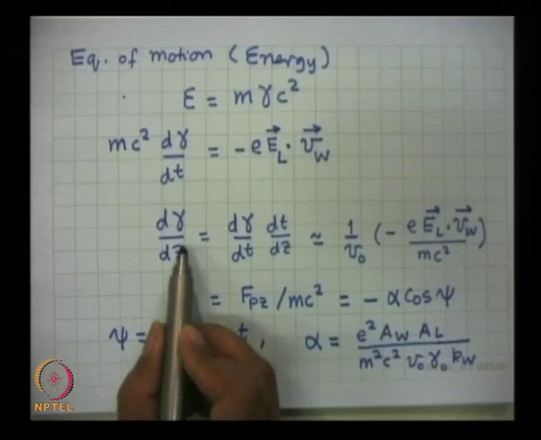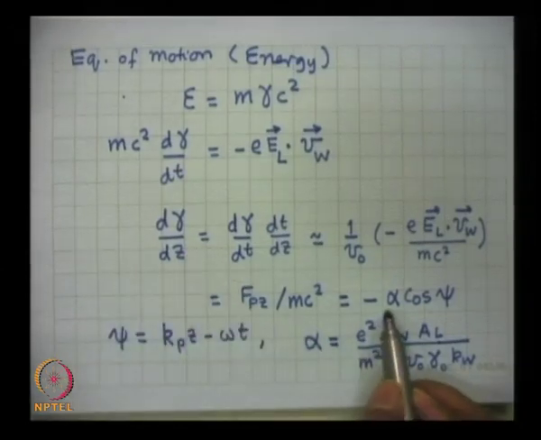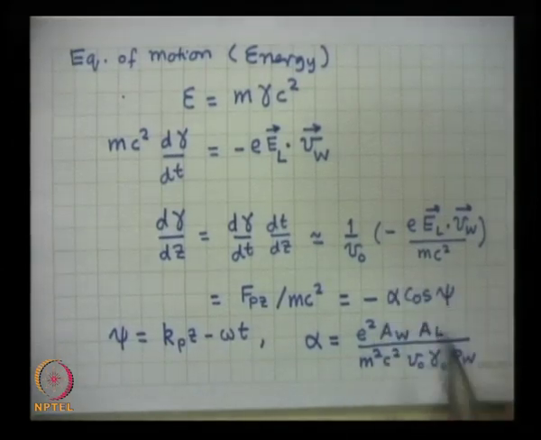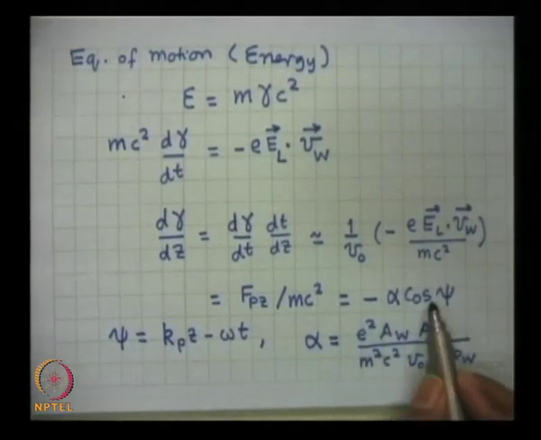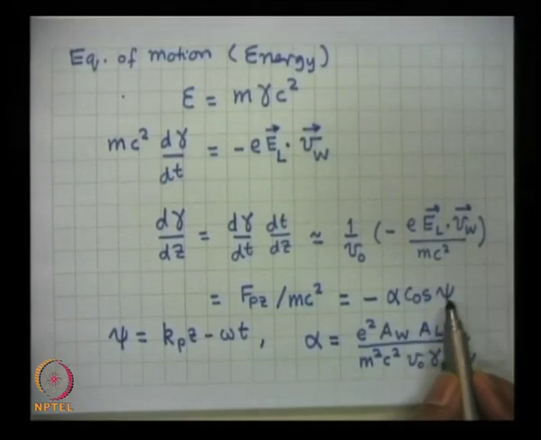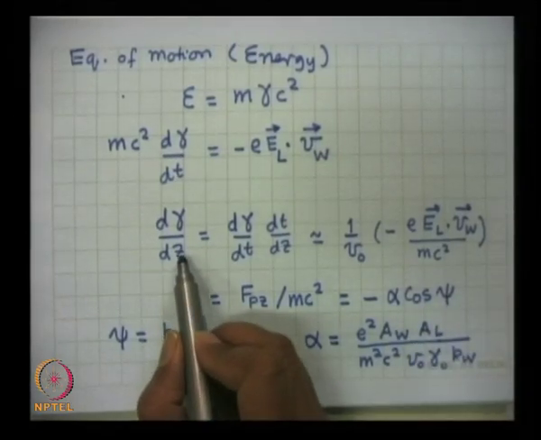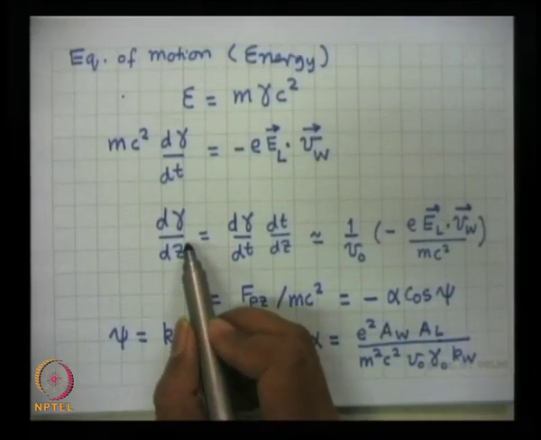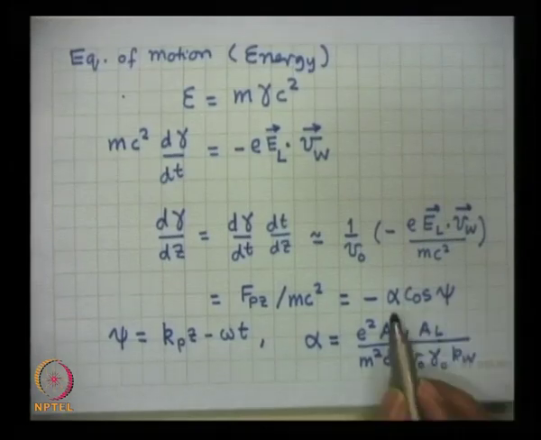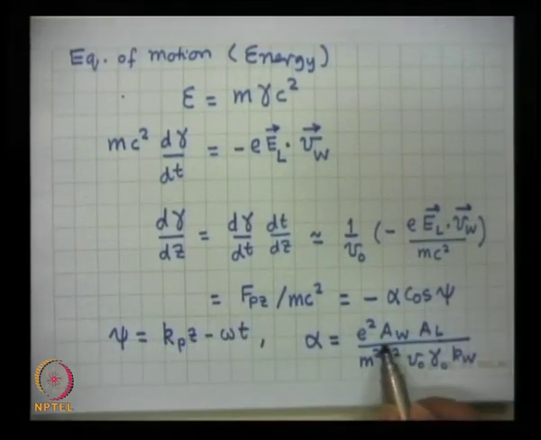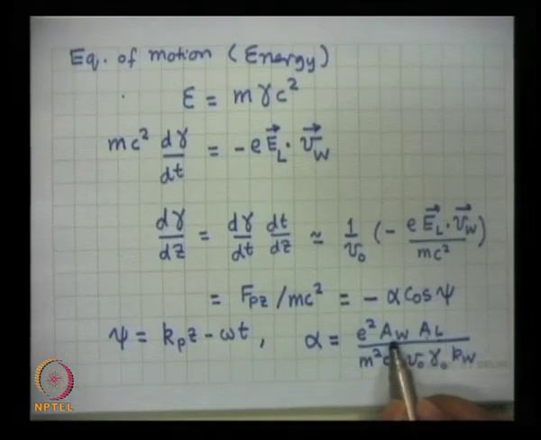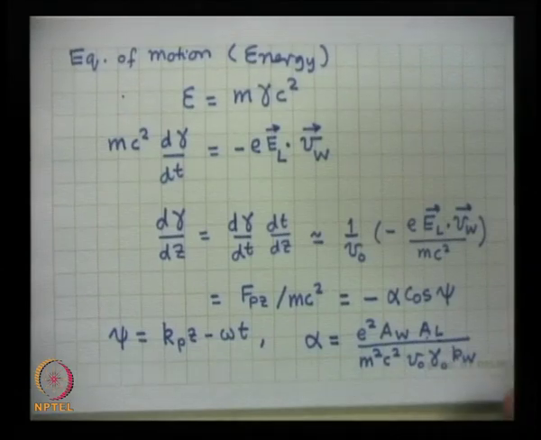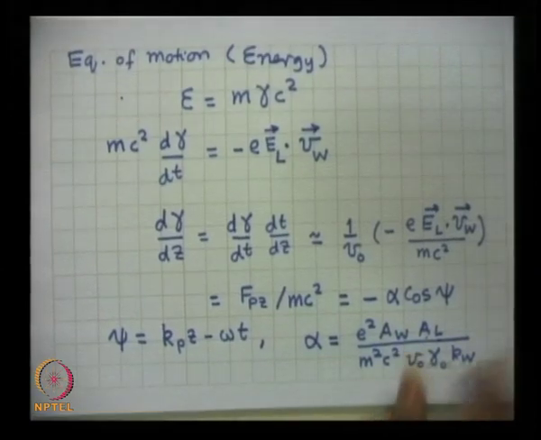So, the energy the electron loses: when alpha and cos psi are positive, this product is positive. Obviously, alpha is positive for sure. So, cos psi has to be positive, only then gamma will decrease with z, and that is what we want. A decrease in gamma implies an increase or transfer of energy from electron to the radiation field. This rate of decay of gamma with z depends on laser amplitude, Wiggler amplitude, and also depends on the Wiggler wave number kW, besides the energy of the electron beam.